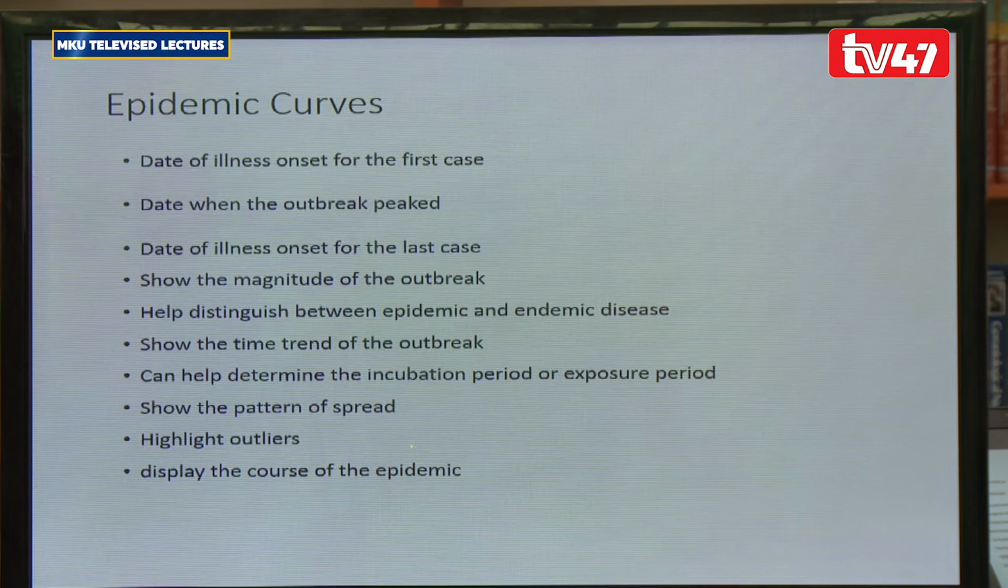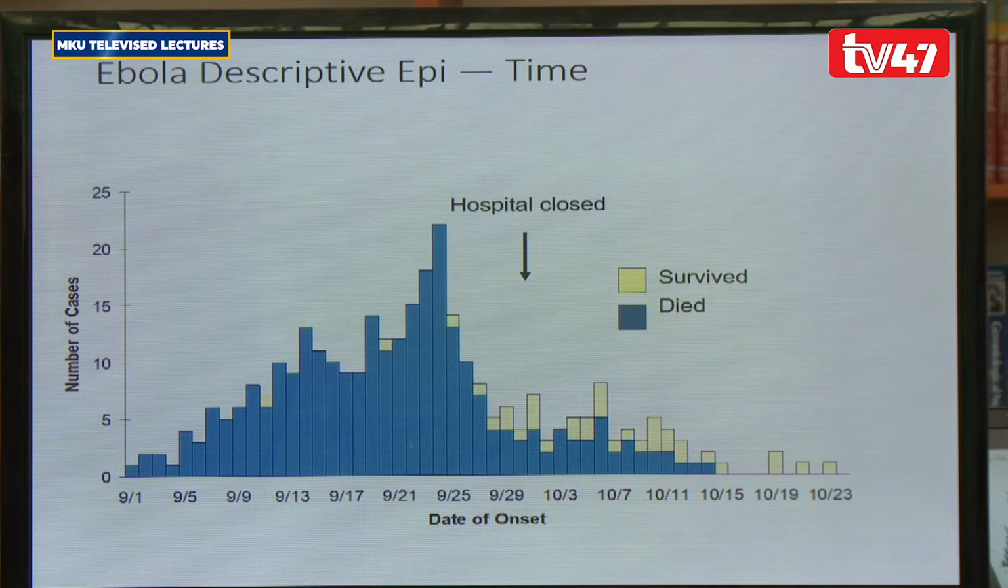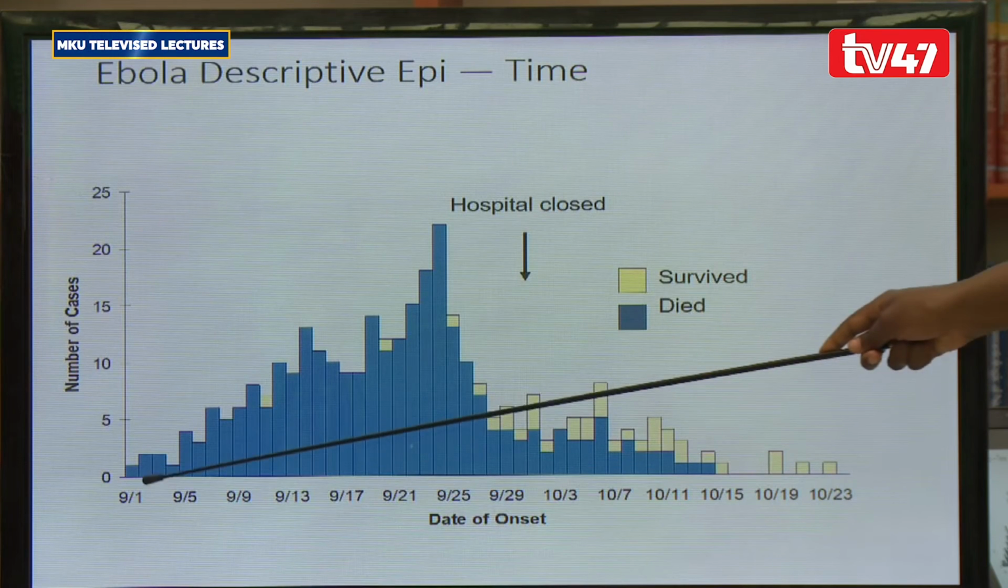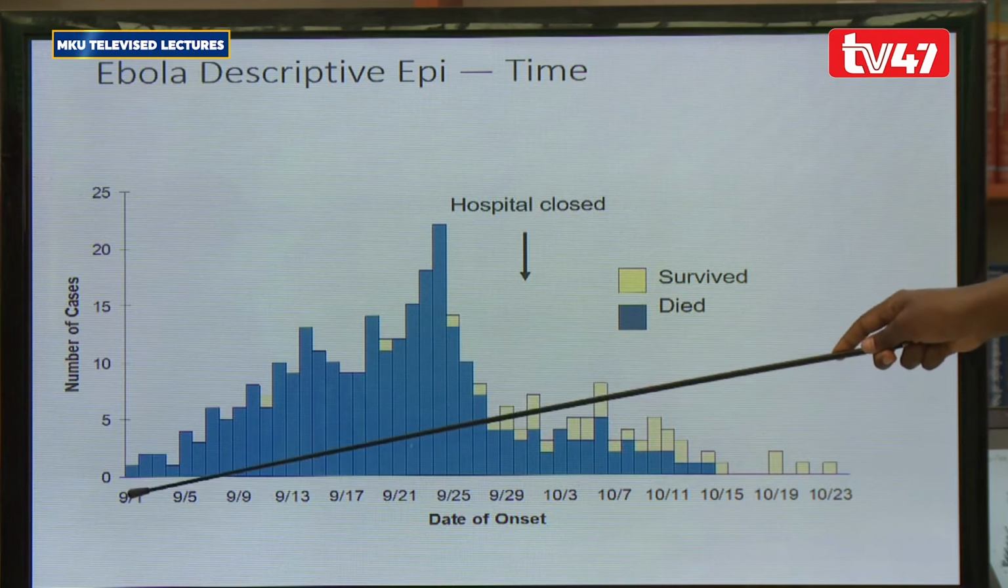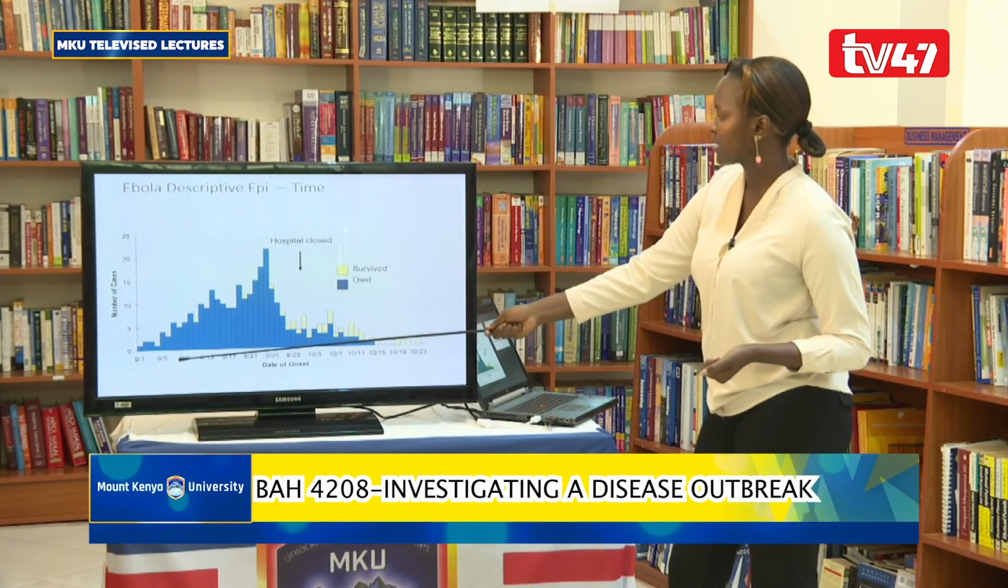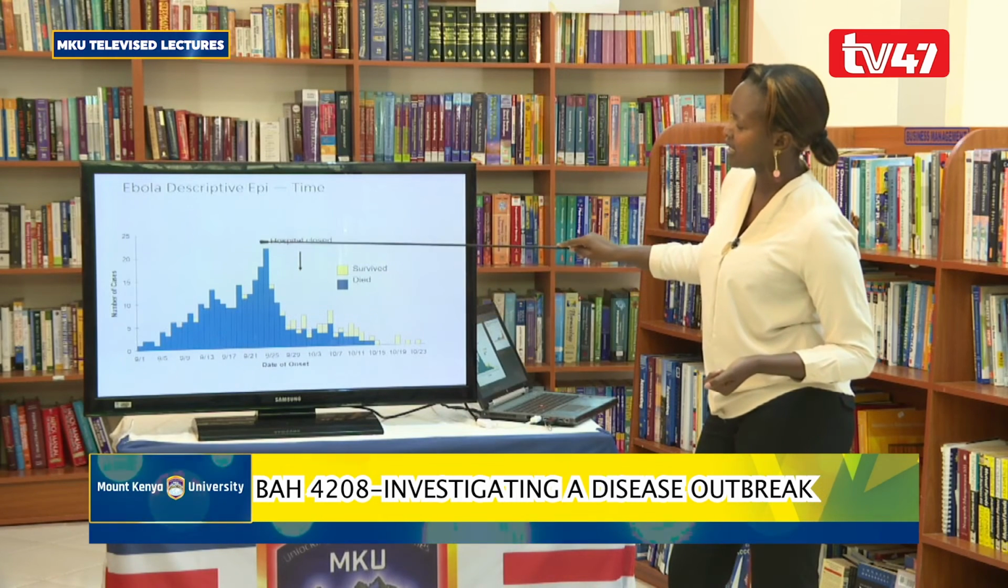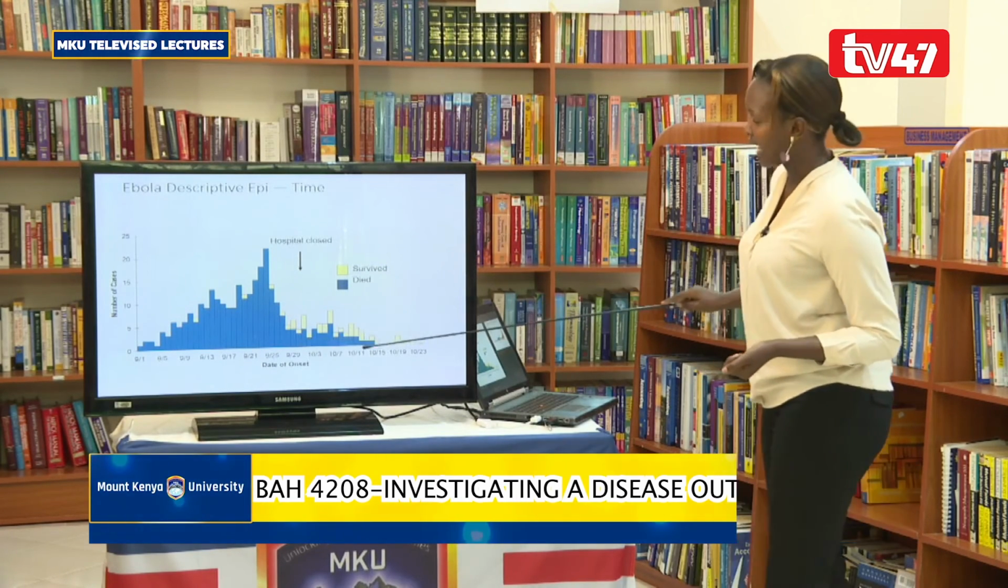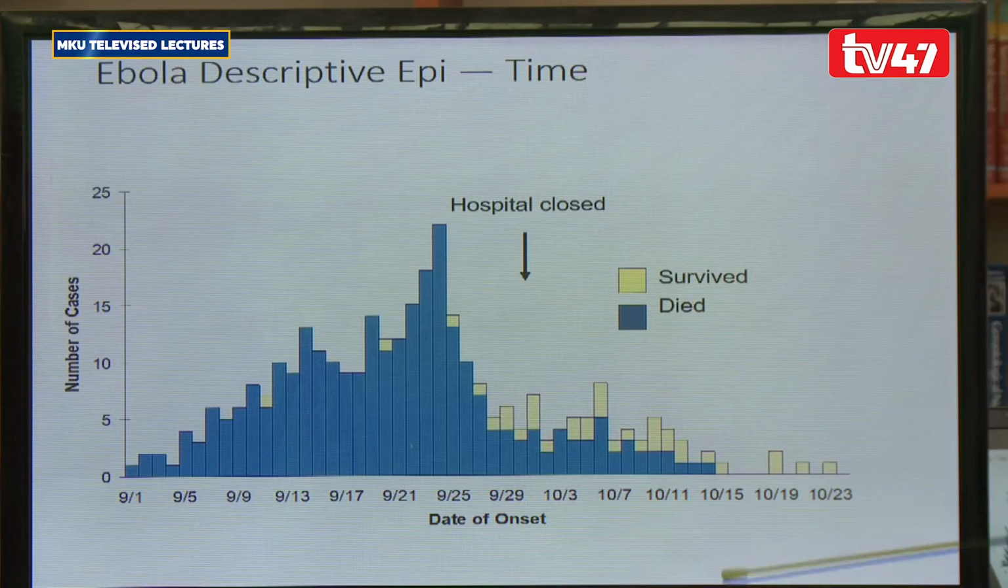It shows when the outbreak peaked. It shows the pattern of spread, it shows outliers and many others as outlined in that slide. An example of an epidemic curve is this one that was for Ebola. So we know that the first case started on the 9th of January maybe. I don't remember which year this was. It will show you when the disease peaked. It will show you outliers, these ones here, where you cannot really relate them to any other case that has occurred.